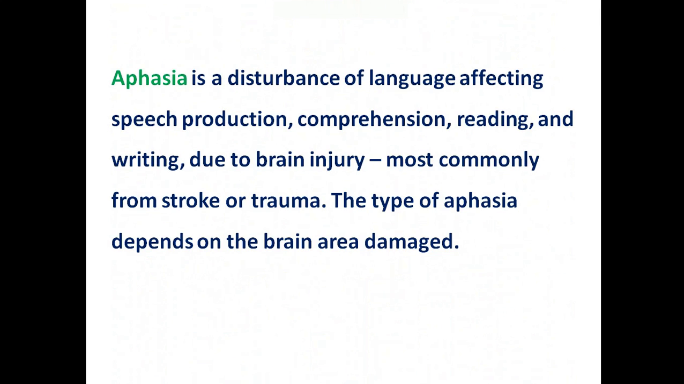Aphasia. Well, let's check out what this is. Aphasia is a disturbance of language, affecting speech production, comprehension, reading, and writing, due to brain injury. Most commonly from stroke or trauma. The type of aphasia depends on the brain area damaged. So stroke or trauma may affect our daily brain function. That's why, take good care of your brain.